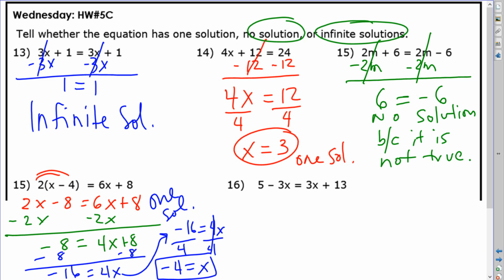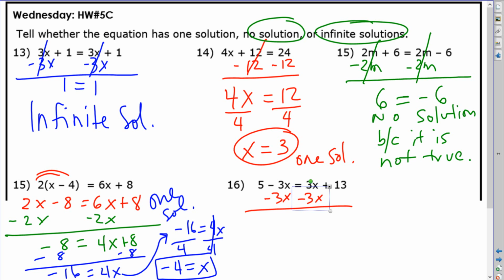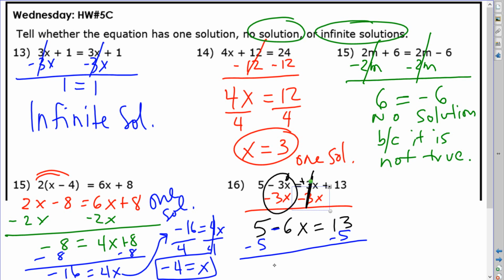Now let's take a look at this last one here. So if I minus 3x, and I take a look here, does the variable actually go away? This isn't an inverse, but this one is. You see the difference? A plus and a minus, but this is a minus and a minus. So I actually get this. And then when I subtract 5, remember that minus sign belongs to 6. So I'm going to subtract 5 here, get negative 6x equals 8.